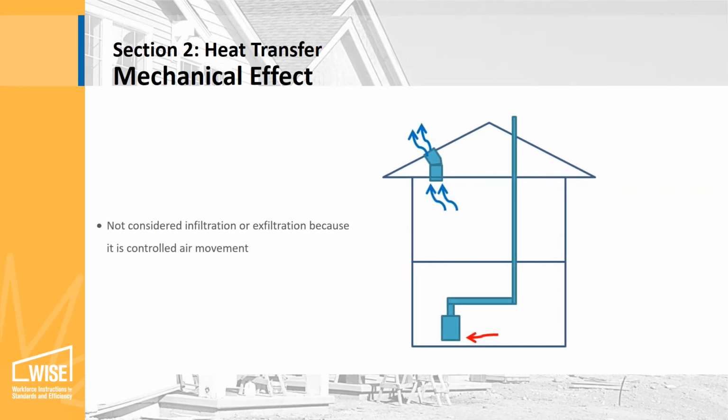The mechanical effect is caused by equipment in the home that exhausts to the outside. While this does cause outside air to move into the house, it is not considered infiltration because the amount of air movement is controlled by the fan exhausting the air. Proper location of mechanical equipment and installation of balanced ventilation systems will greatly reduce the amount of outside air that is pulled into the home.